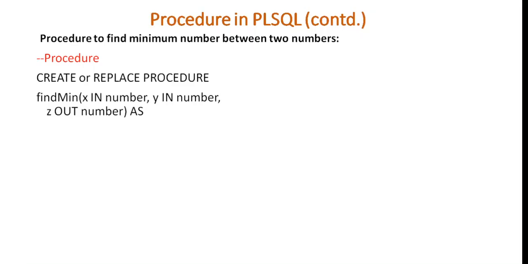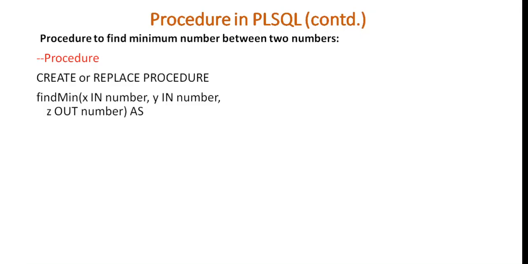Okay, in a procedure when you want to receive some parameter, then we specify those parameters by using the IN keyword, and when we want to return some value, we return some parameter, then we specify that parameter by using the OUT keyword.